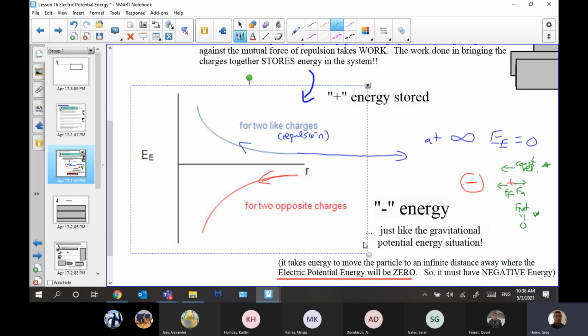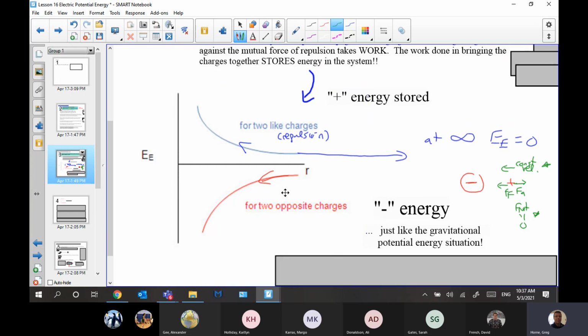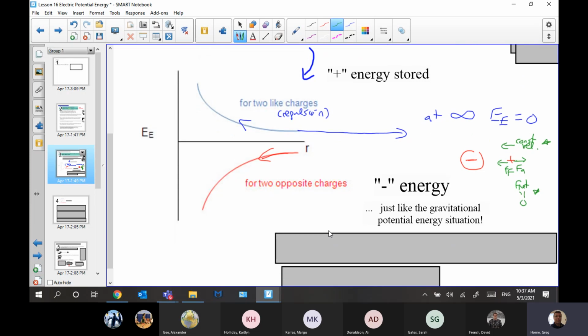So let me pause for a second before I talk about this part. I'm going to help you understand why this is negative energy. In an attraction situation, we've got negative energy. So picture either gravity or attractions of opposite charges, it's the same thing. To separate those, you're doing lots of positive work. So let's redraw this over here. We've got the negative charge, and we've got the positive.